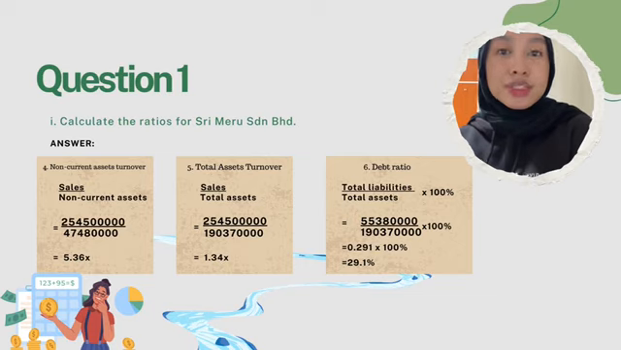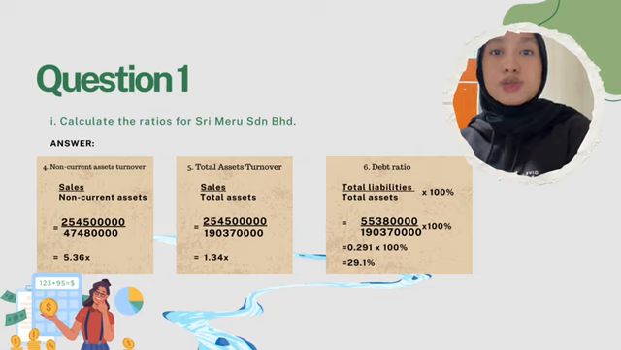Non-current assets turnover. To calculate non-current assets turnover, the formula is amount of sales divided to amount of non-current assets, which is 25450000 divided with 4748000, and the total is 5.63 times. Number 5, total assets turnover. The formula to calculate total assets turnover is sales divided with total asset, which is 25450000 divided with 19037000, and the total amount is 1.34 times.